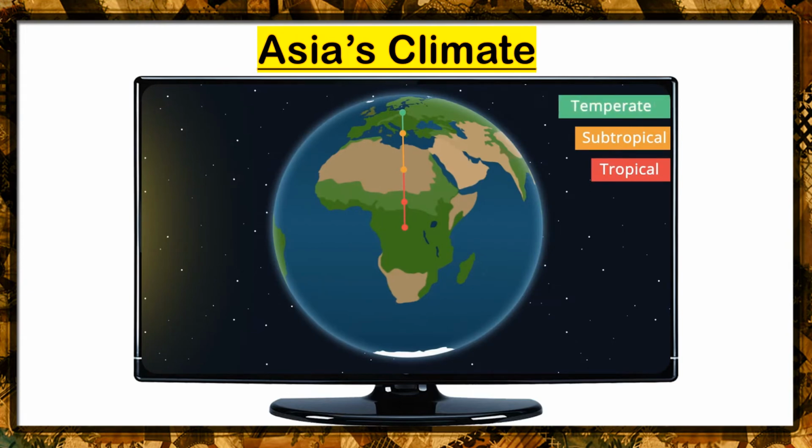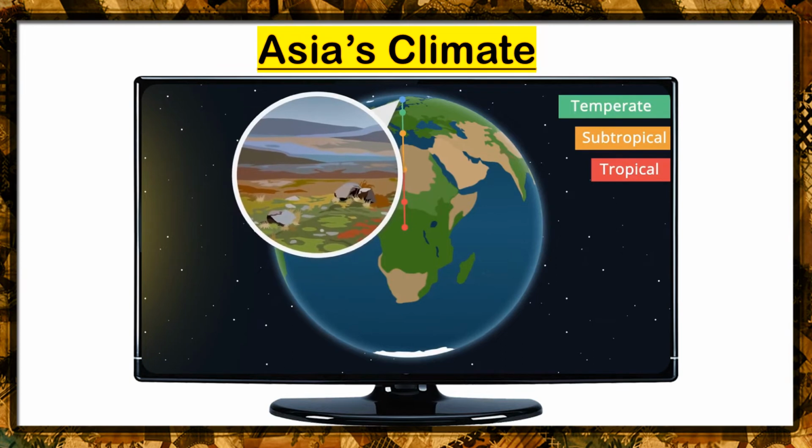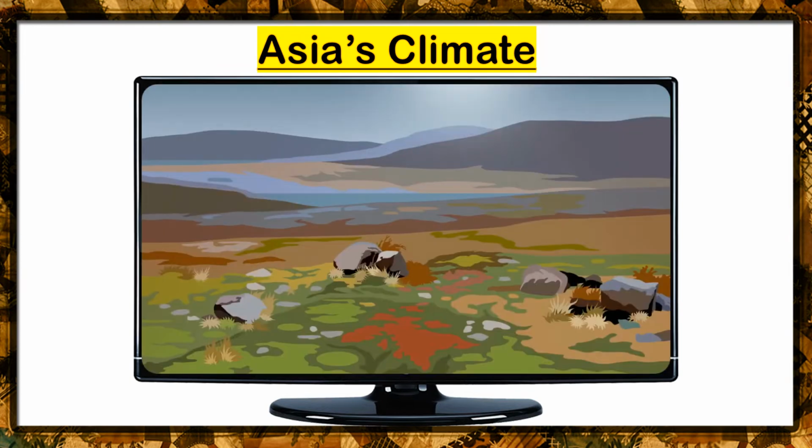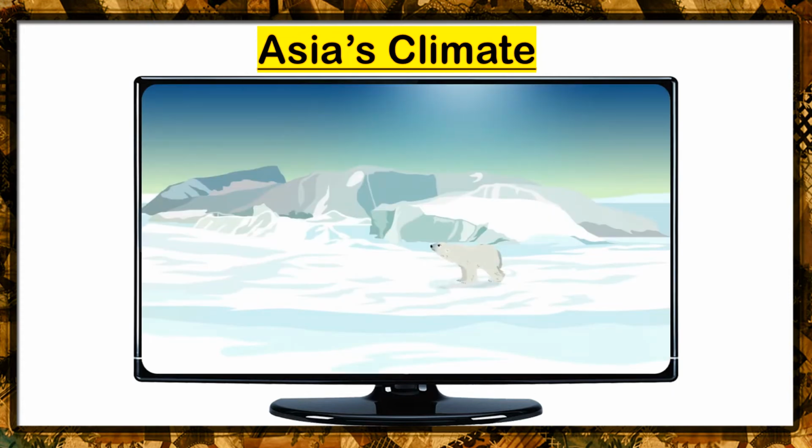We finish our journey in the very north. It's cold all year round. There are areas here where the ice melts in the summer and allows for a little vegetation to grow, but in the extreme north, the ice is there all year round. This is the polar climate zone.